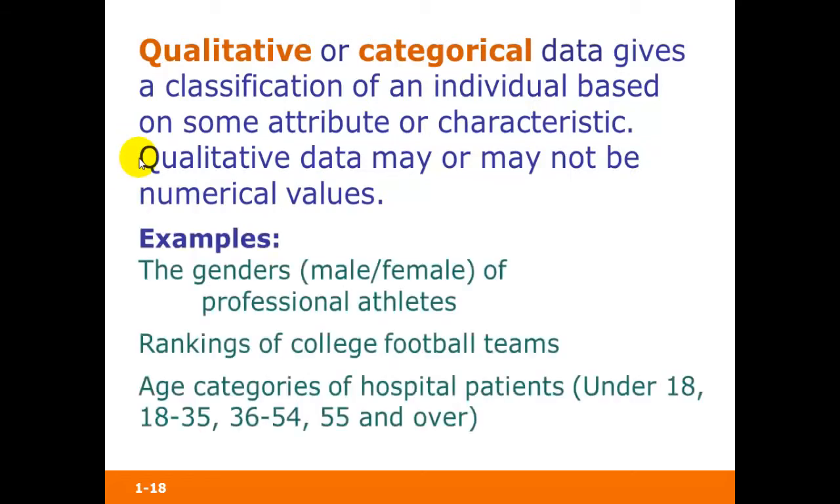Some examples of qualitative data would be the genders of professional athletes. So we can separate that into two categories, male or female. The rankings of college football teams. Again, we can separate into categories depending on the rankings that they have. And age categories of hospital patients. If we ask them which category they're in, under 18, 18 to 35, 36 to 54, 55 and over, that makes it a qualitative variable or qualitative data instead of being quantitative.